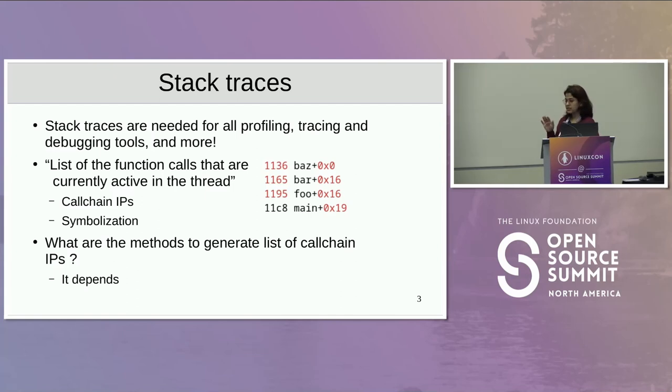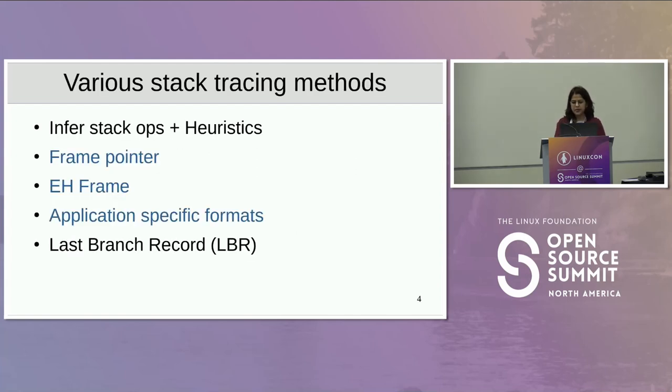So what are the methods of generating stack traces? Well, the short answer is it depends. There are tools out there, like a debugger will do it differently than a profiler, because they're just different use cases. They have their own restrictions on what overhead they can sustain. The list might be larger than this, but I think this covers the various methods that we have so far for stack tracing. And for the context of the talk today, I think it's useful if we get into three of these methods: frame pointer method, EH frame, and then application specific formats. This is just so that I can set up enough context to then talk about SFrame format.